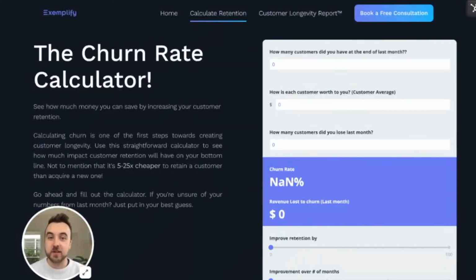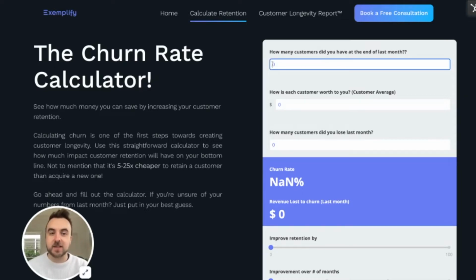Okay, so the first thing you're going to do is click the link below, and that's going to take you to this churn rate calculator. This is a great calculator if you run a SaaS business or perhaps have recurring revenue. So I'm going to take you through exactly what you need. The only thing we need here are three different metrics. And the first of these metrics is the total number of customers you have.